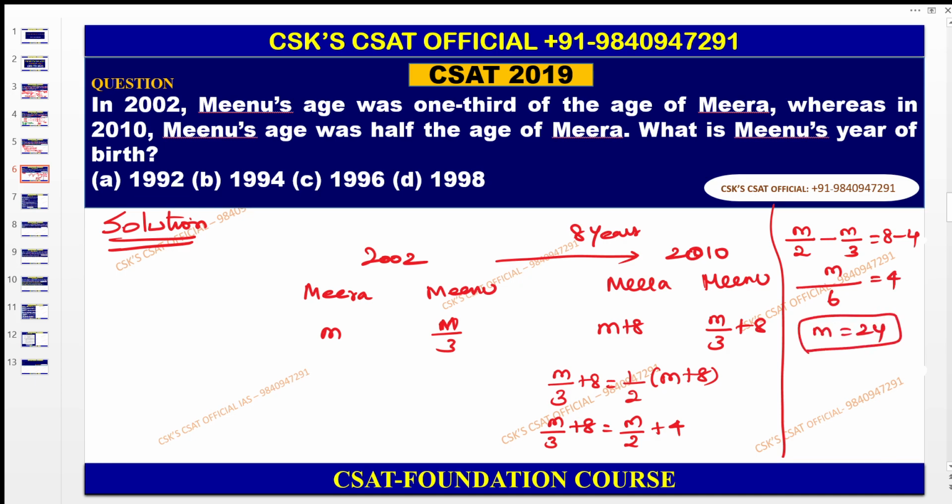So M is nothing but in 2002, that is the M. Okay, please be careful. So therefore in 2002, Mira is 24. So Minu is just divisible by 3. So therefore 8 years. Now the question is, what is Minu's year of birth? Minu in 2002, 8 years means 8 years back you have to go. So that is nothing but 1994, the DOB of Minu.